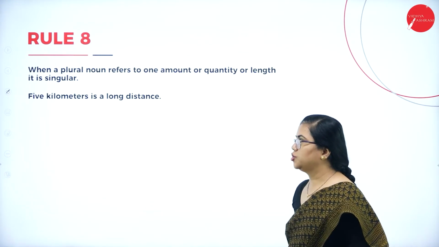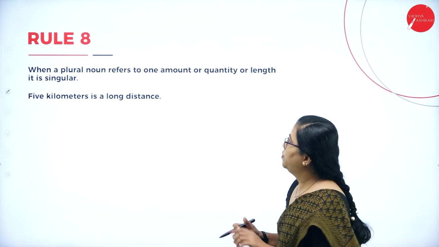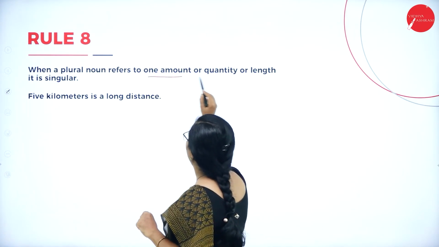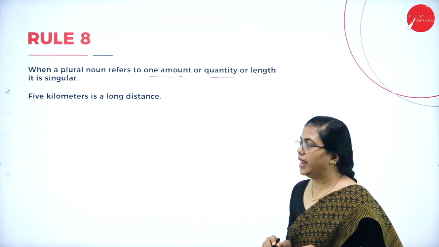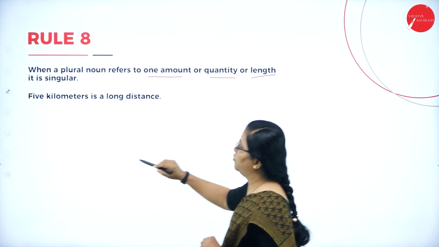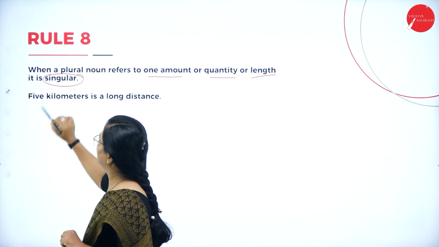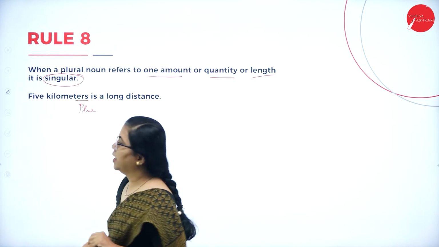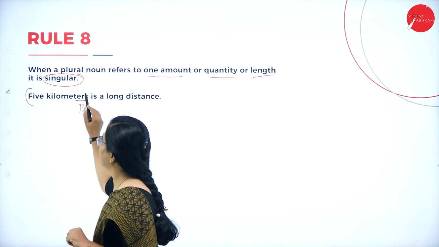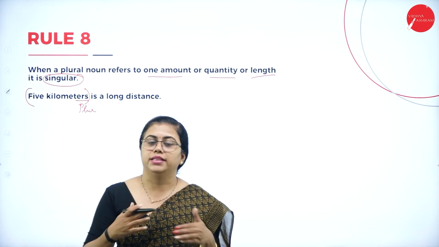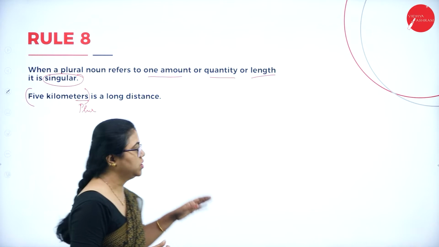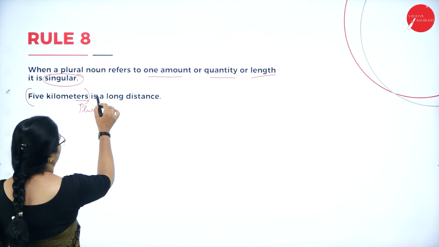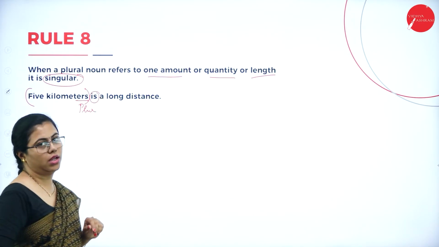Okay, we'll go to the next rule now. Whenever a plural noun refers to one amount or a quantity or sometimes length also, that time you treat it as singular only. 5 kilometers, this is plural, but 5 kilometers is treated as a length, it's a distance. Since it is a distance, you write a singular verb over there.